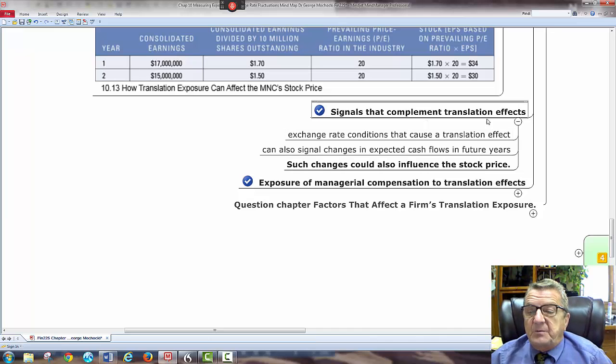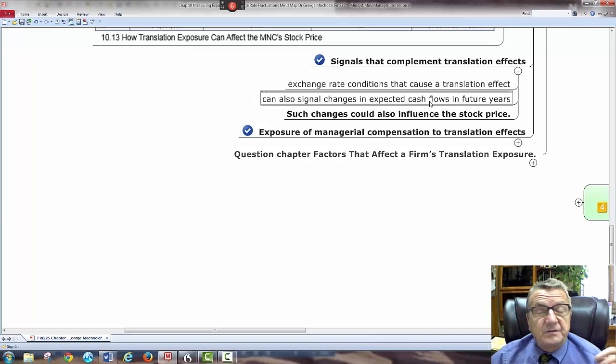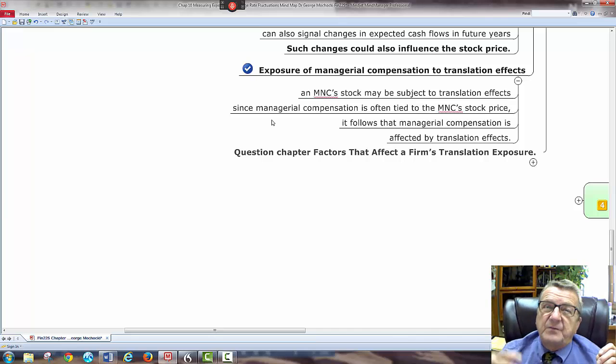Okay. It signals that exchange rate conditions, called the transactional effect, can also cause changes in unexpected cash flows in the future, in and out. Hopefully it's not out. Such changes could influence stock prices. Managerial compensation: MNC stocks may be subject to transactional effects, and managerial compensation is tied to MNC stock prices. It's always that the stock goes up. That's why a lot of times you really look at what's going on in the U.S. We're not really long term, we're short term, because the manager, the president, may not be there. May only last a couple of years.